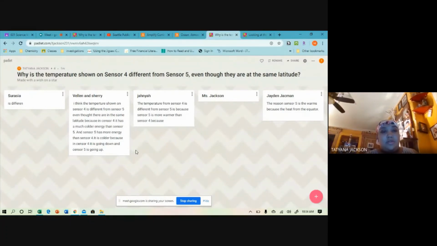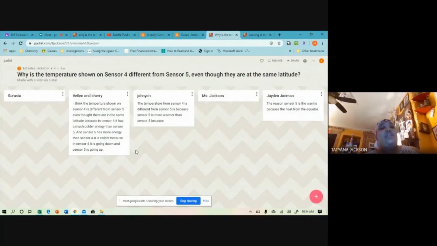It's going up and it's going down. So, Bella and Sherry, good. Just be careful with the it, right? I want you to be sure that what's going up and what's going down is those currents. So you're right. At sensor 4, the current is going down from the pole, and at sensor 5, the current is going up. Excellent. So now the temperature 4 because.